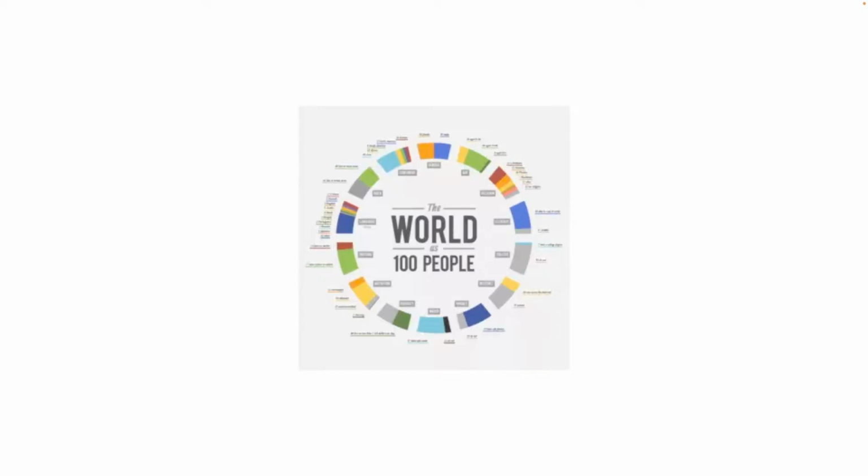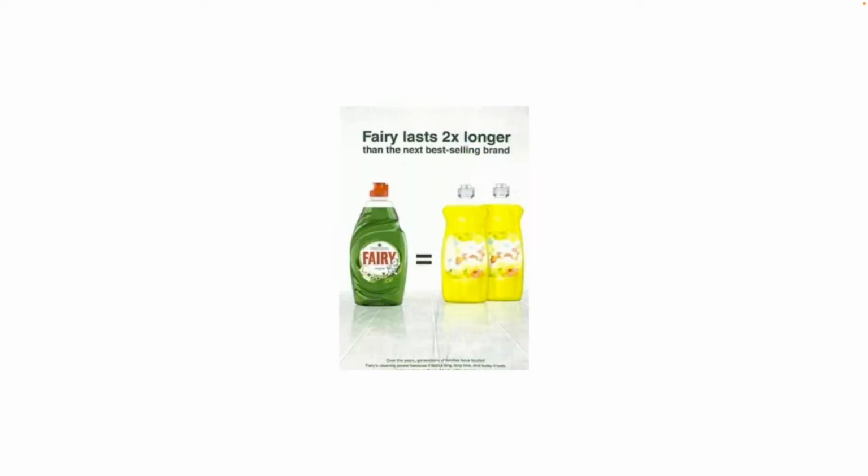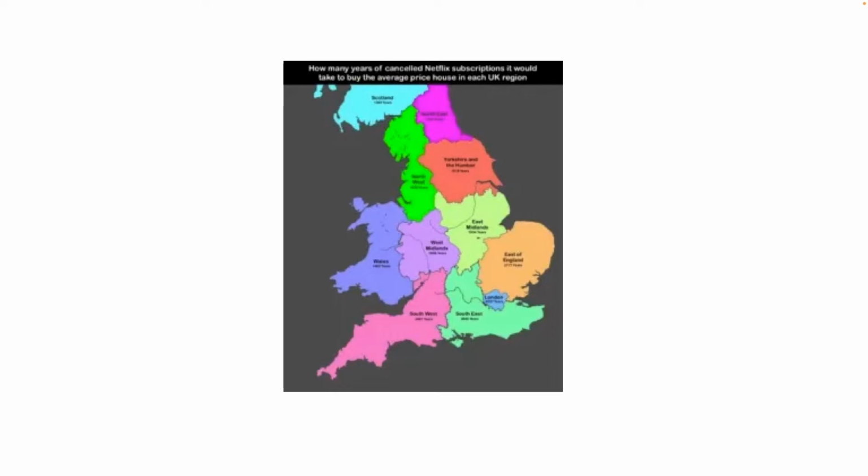The first one is to have a simple infographic or a graph like this. If the world was 100 people, then we split off into these different colors. It could be a side-by-side comparison. So Fairy Liquid is equivalent to 2 of the non-brand Fairy Liquid equivalents. It could be an equivalent comparison.